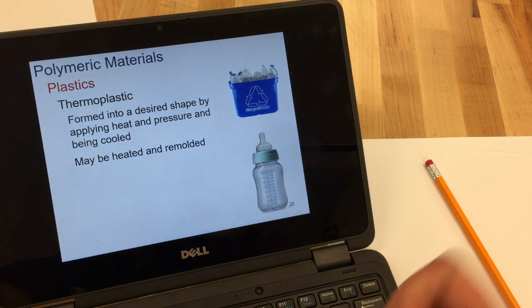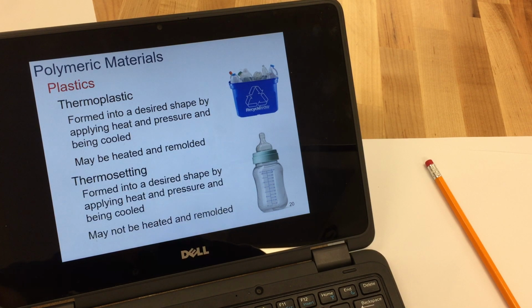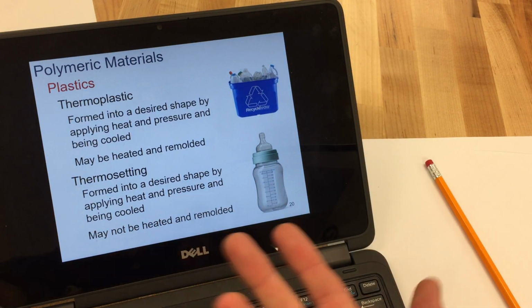Your plastics, you got thermoplastic, formed into desired shape by applying heat and pressure. And they can be heated and remolded. Thermosetting is different. They can be heated up and cooled once, but they can't be repeatedly done. So your thermoplastics are more recyclable, whereas your thermosetting is not so much.